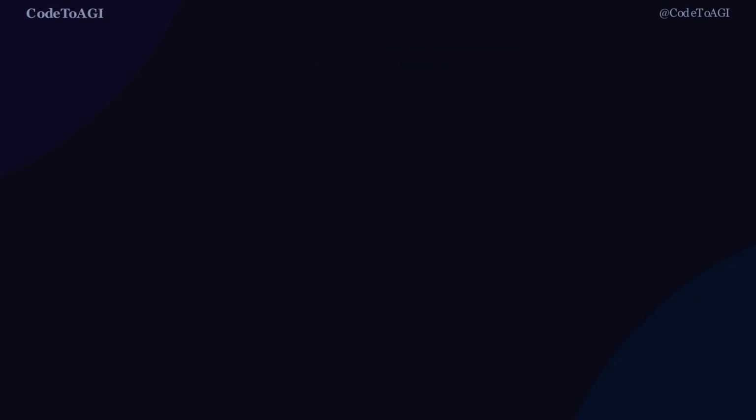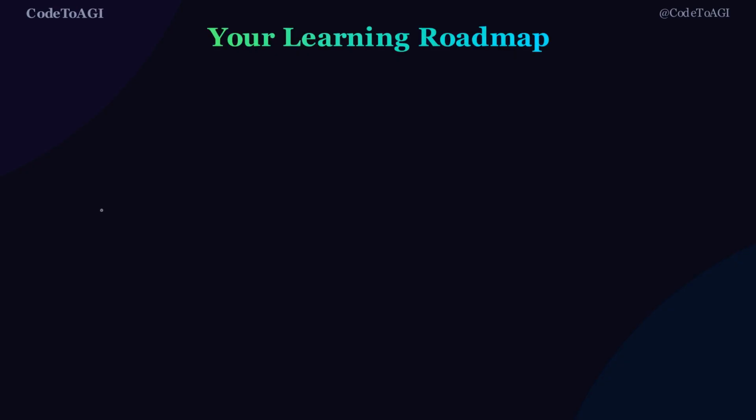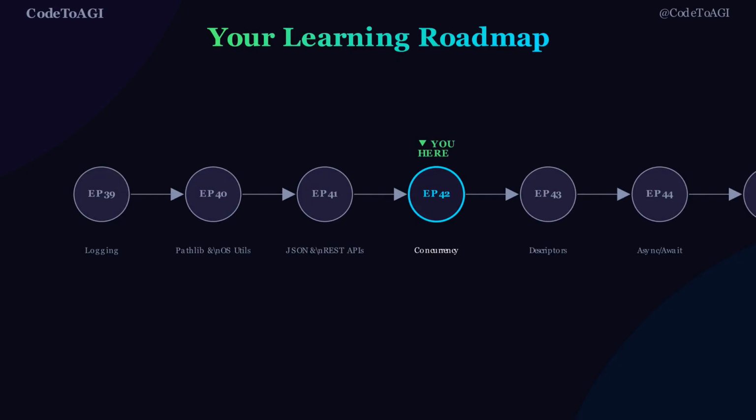Let's recap what you learned today. The GIL means only one thread runs Python at a time. Threads are for I/O: files, APIs, network calls. Processes are for CPU: math, transforms, model prep. ThreadPoolExecutor and ProcessPoolExecutor share the same API. executor.map is just a parallel for loop. Always use the if __name__ == "__main__" guard with processes.